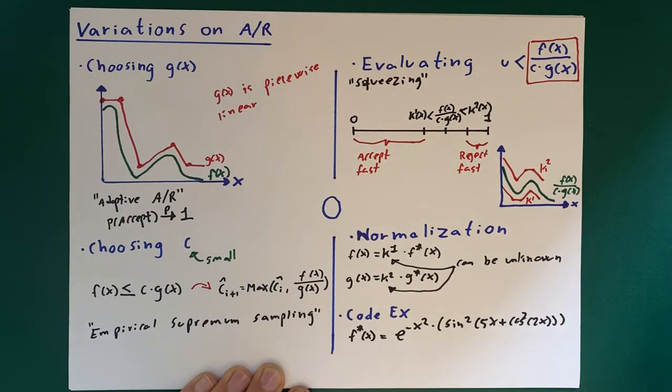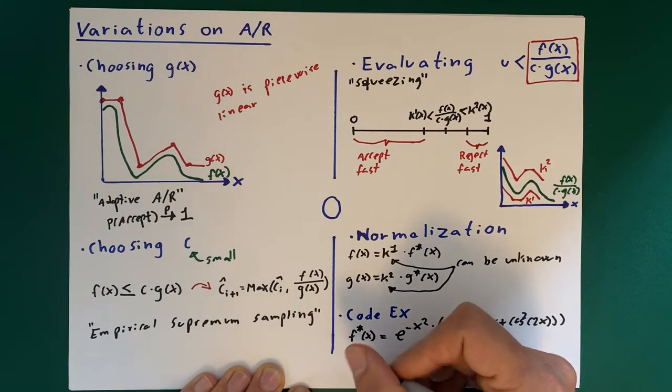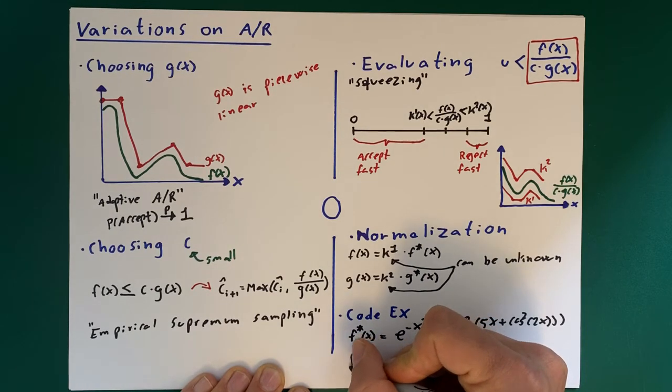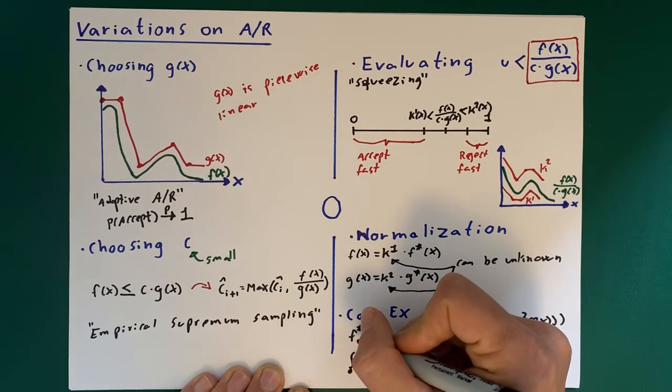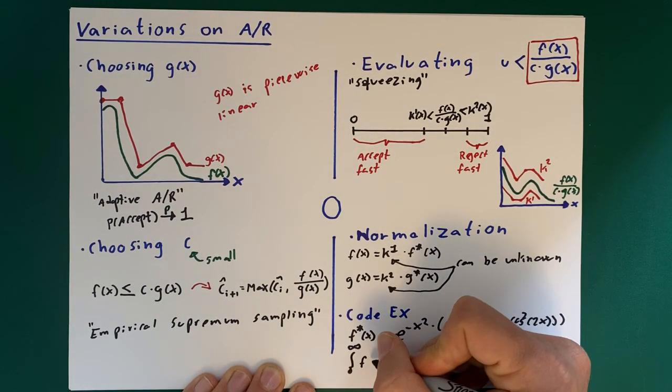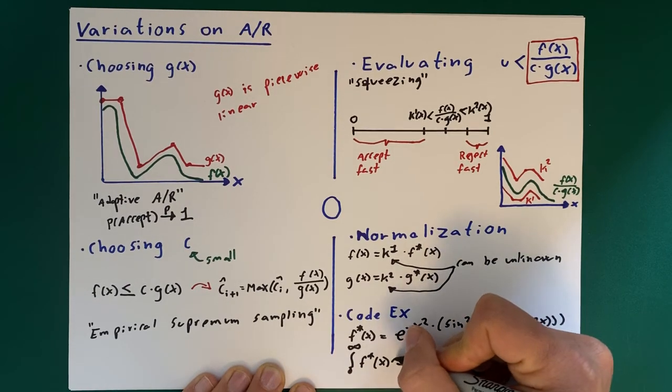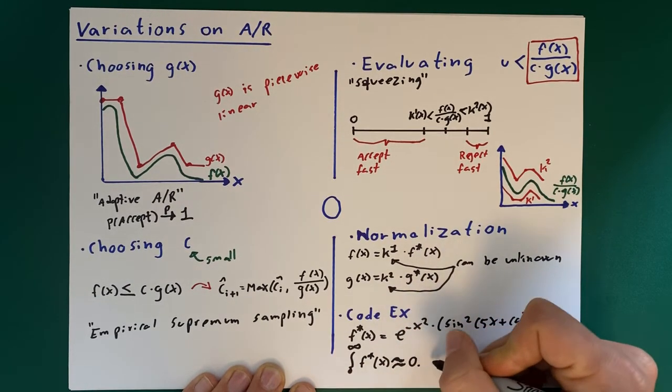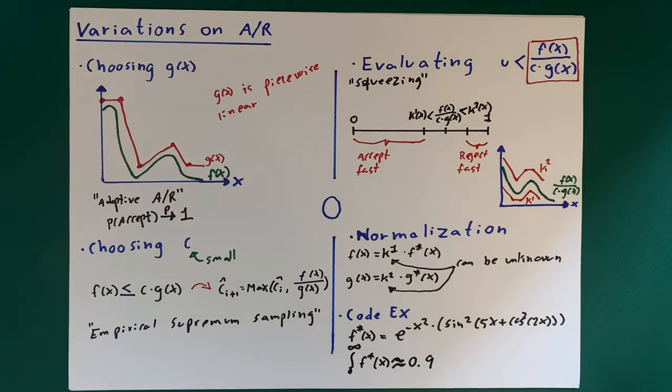And in fact, we can't even really say that it's a proper density function, because the integral from 0 to infinity, that's the positive possible outcomes, of f star of x would be, well, it would be approximately 0.9, right? So it's not a proper density, but since we don't even need to know the normalizing constant, we can still simulate from it. And I'll show you that in the MATLAB example now.